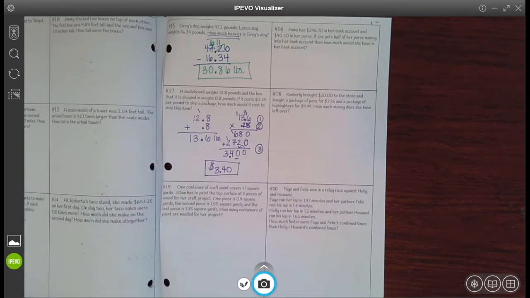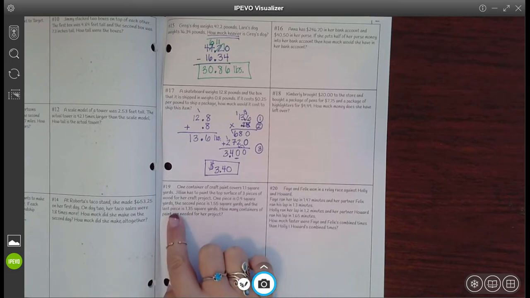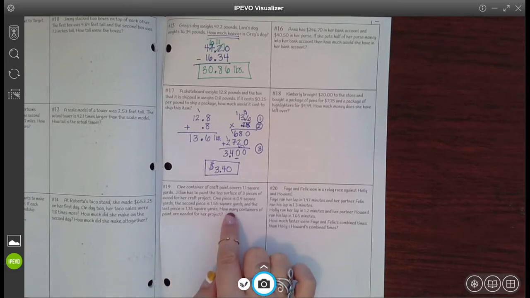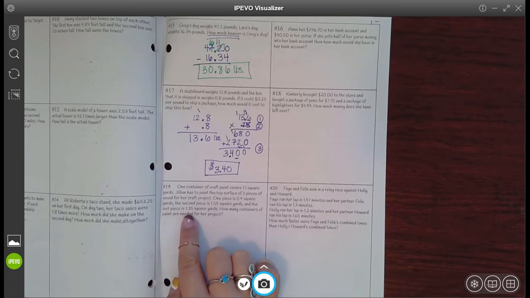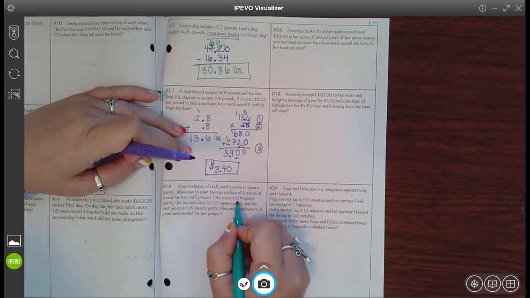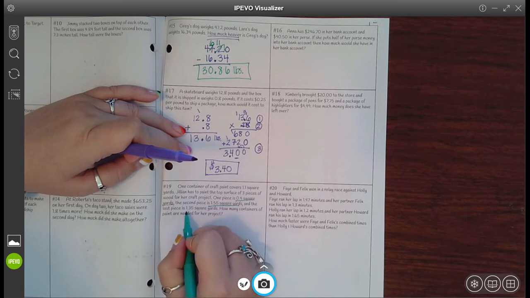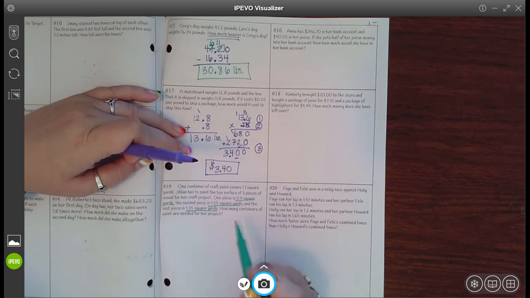Okay. Number 19 says 1 container of craft paint covers 1.1 square yards. Jillian has to paint the top surface of 3 pieces of wood for her craft project. One of those pieces is 0.4 square yards. The second piece is 1.55 square yards. And the last piece is 1.35 square yards. Okay, so you have 3 pieces, one that's 0.4 square yards, second is 1.55 square yards, and 1.35 square yards. How many containers of paint are needed for her project?